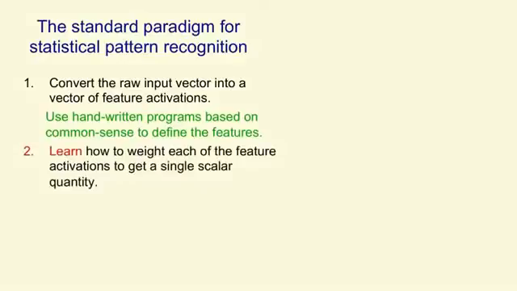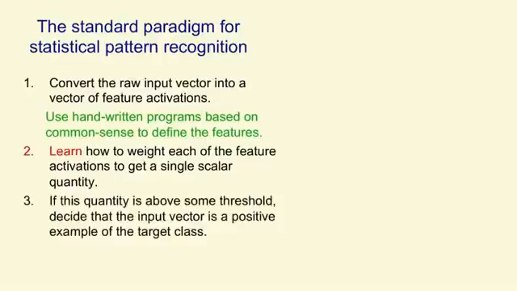What we learn is how to weight each of the feature activations in order to get a single scalar quantity. So the weights on the features represent how much evidence the feature gives you in favour or against the hypothesis that the current input is an example of the kind of pattern you want to recognise. And when we add up all the weighted features, we get a sort of total evidence in favour of the hypothesis that this is the kind of pattern we want to recognise. And if that evidence is above some threshold, we decide that the input vector is a positive example of the class of patterns we're trying to recognise.